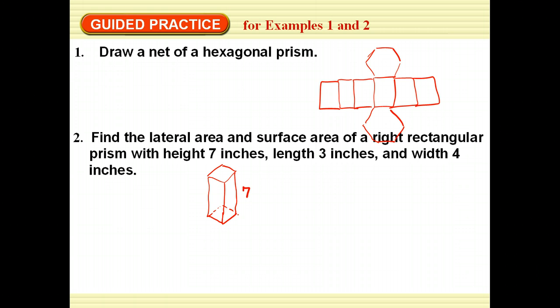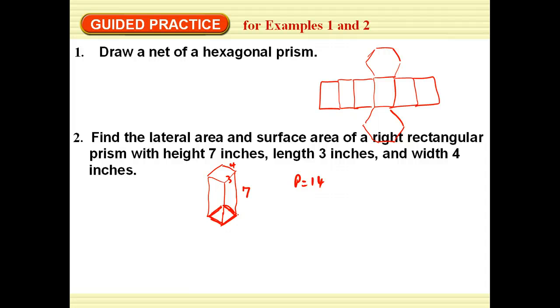So my height is 7, length of 3, width of 4. So my lateral area, remember that's of the sides. What I've got is the distance around this is 3 plus 4 plus another 3 plus another 4, so that is 14. So my perimeter is 14.